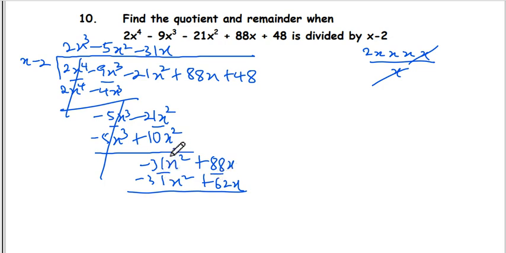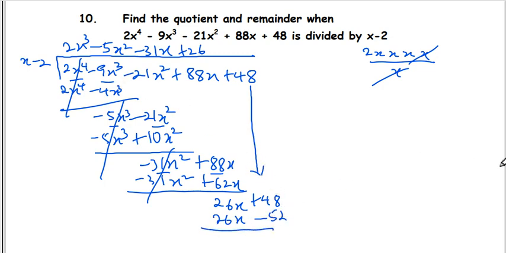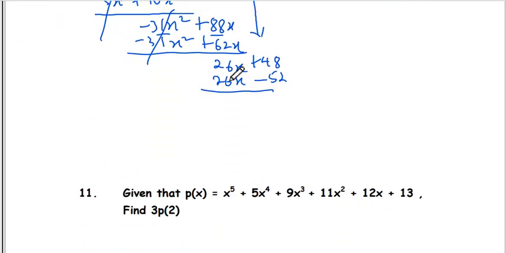Subtract, so this becomes 0. 88x minus 62x, that's 26x. Now bring down plus 48. x into 26x, that's plus 26. 26 multiplied by x is 26x. 26 multiplied by minus 2 is minus 52. And we subtract. This will cancel out. 48 minus minus 52, that's 48 plus 52, that's 100.